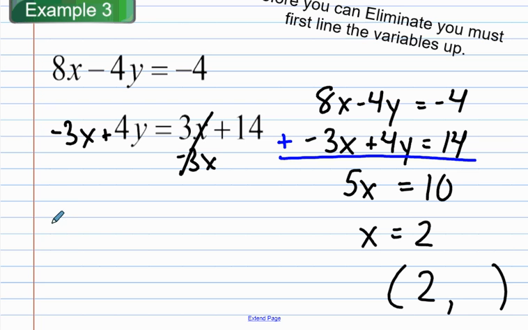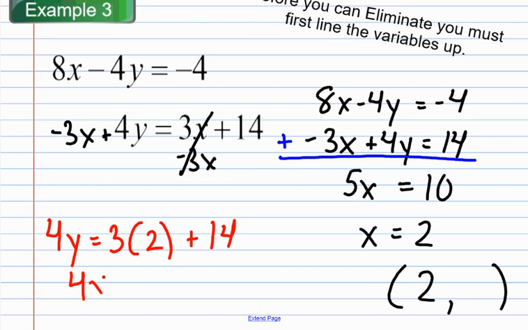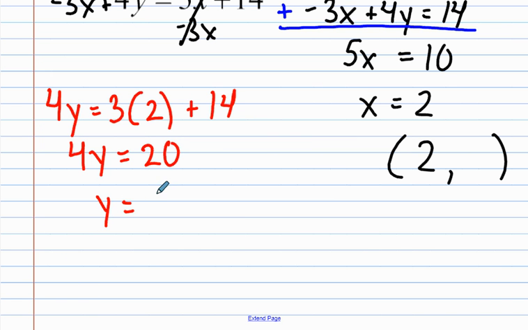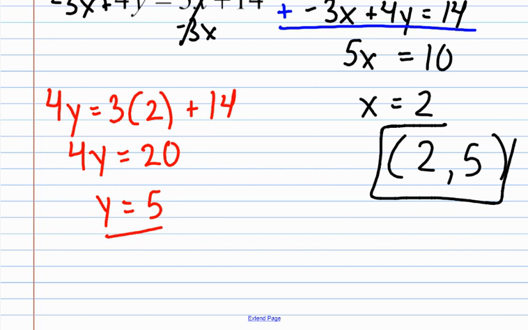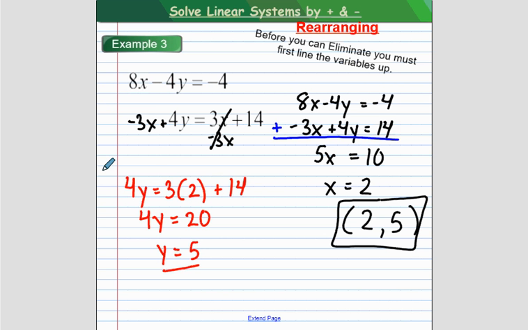So we'd have then 4y equals 3, and instead of writing x, now I know x is 2 plus 14. So I get 4y equals 6 plus 14 is 20. Then divide by 4, and I get y is 5. So I know that those two lines are going to cross at 2 comma 5. If you had a graphing program do it, or you graphed it for yourself, you would find that 2, 5 is where those two lines cross.